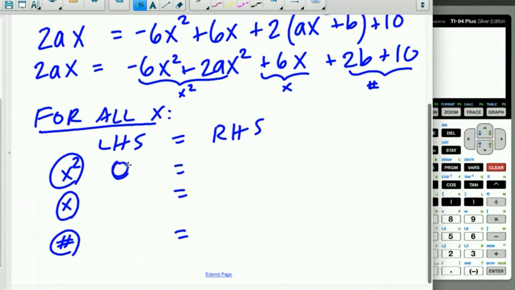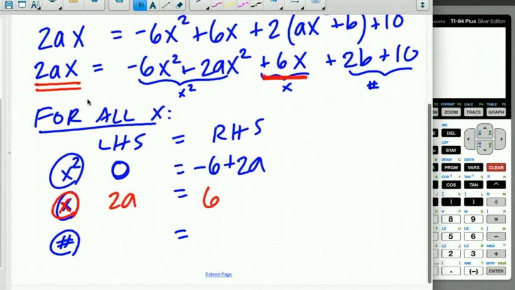There's no x squareds on this side, and on the other side, the x squareds seem to be negative 6 plus 2a. I think right away that's going to let me find a. But let's go ahead and go the rest of the way. So on this side, I do have x terms. My x term on this side is a 2a. My x term on the other side is a 6, so 2ax and 6x. Again, I think that's going to be the same step to let me find a pretty quickly. And then there are no numbers on the left-hand side, but on the right-hand side, my number is 2b plus 10.